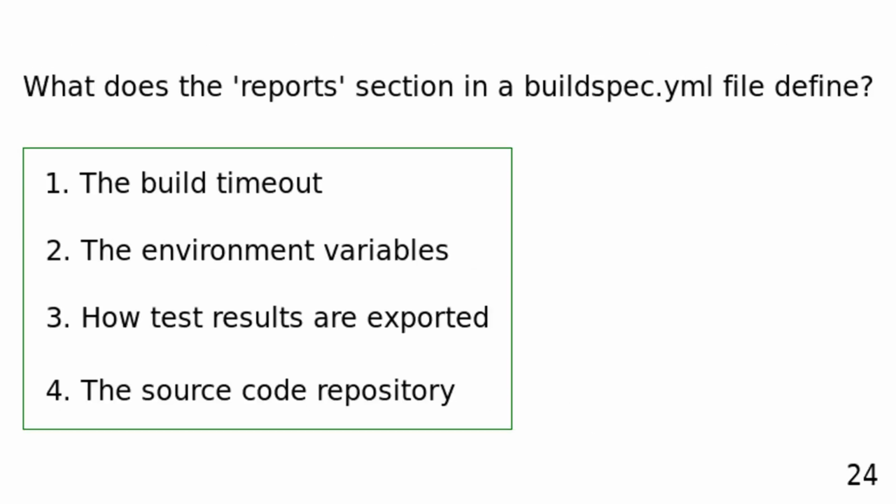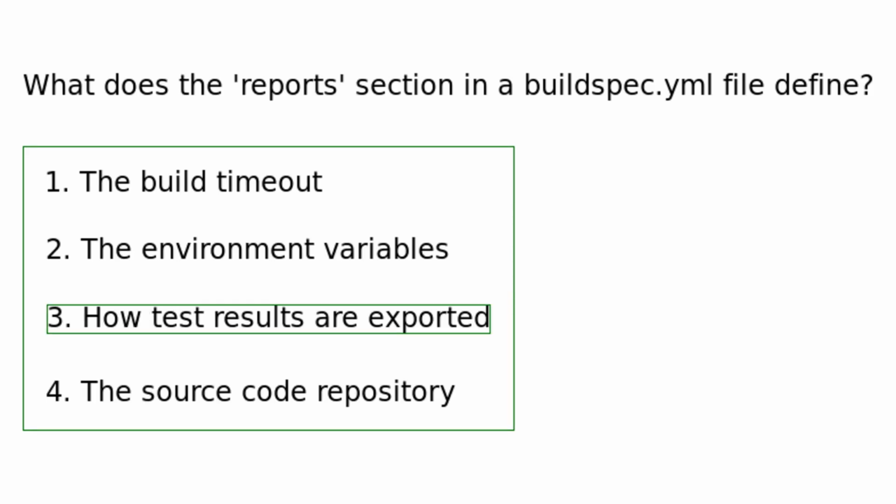What does the Reports section in a buildspec.yml file define? The build timeout. The environment variables. How test results are exported. The source code repository. The reports section in a buildspec.yml file defines how test results are exported to Amazon S3 or other destinations.